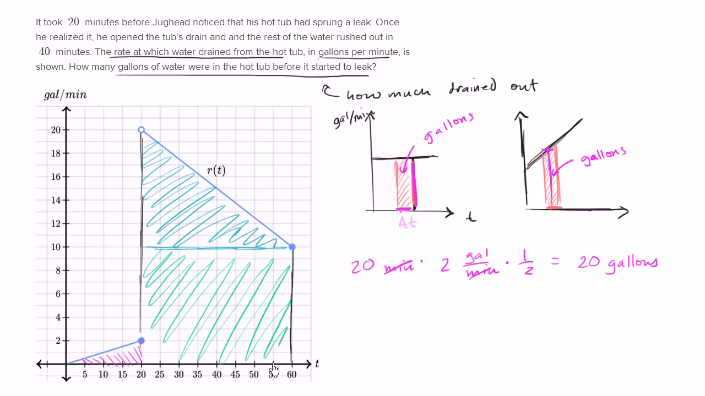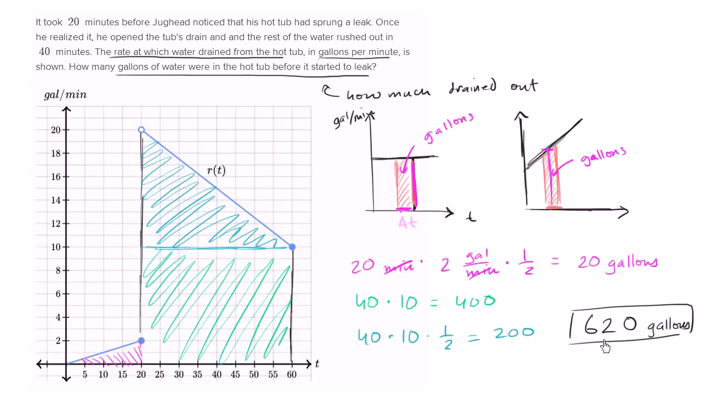And then this green area is going to be 40 minutes times 10 gallons per minute. Since I'm breaking it up in this strange way, I'll just figure out this area in a unitless way. So 40 times 10, which is equal to 400. And then finally in blue, I have 40 times this height right over here between 10 and 20, which is another 10, but then I'm going to multiply that times 1/2. So it's going to be 40 times 10 times 1/2, which is going to be 200. And so you add all of these areas together, 400 plus 200 is 600 plus 20. You're going to have 620 gallons. 620 gallons is how much water in total drained out, or how much water was in the hot tub before it started to leak. Yeah, this is quite big for a regular tub, but this could be like a jacuzzi or a hot tub or something.